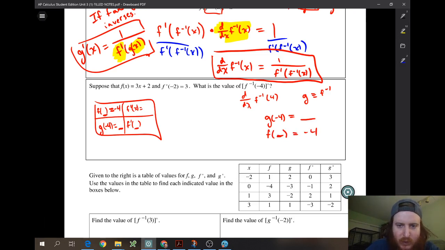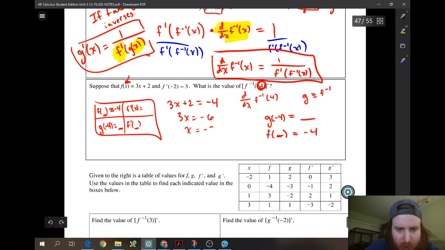And so even though this was the x value for the inverse, it means it's the y value for the original. So what we can do is we can say 3x plus 2, this is the hard part, is equal to -4. And so again, what I did is I took the x value for the inverse and I plugged it into the y value of the original. So we can say 3x equals -6, so x equals -2.